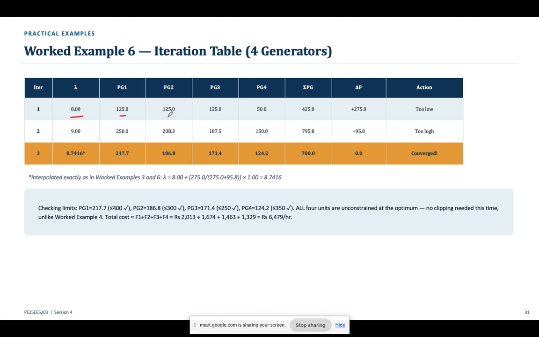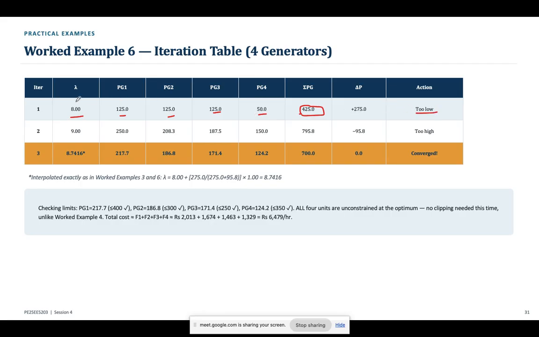Similarly, for the second one also you get 125. Third also you are getting 125. Fourth you are going to get 50. But the total is 425. When you combine these two it will become 250. 250 plus 125 is 375. 375 plus 50 is 425. You are not meeting the load, right? So this is too low for you.